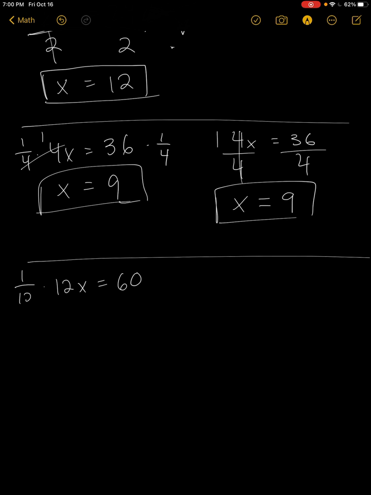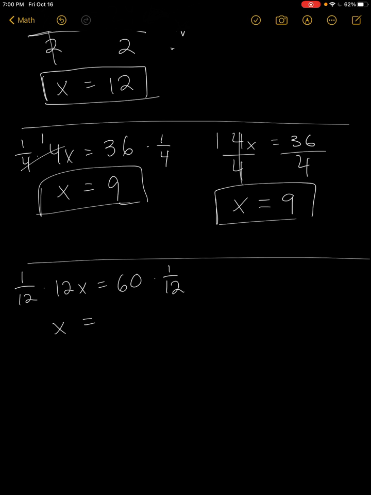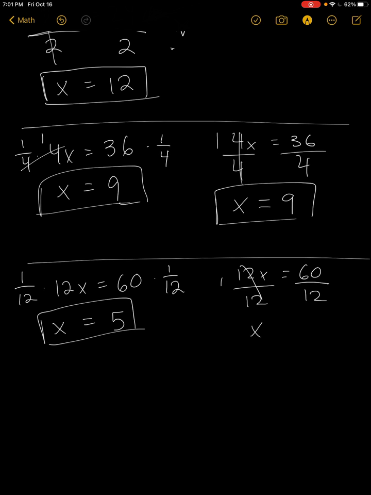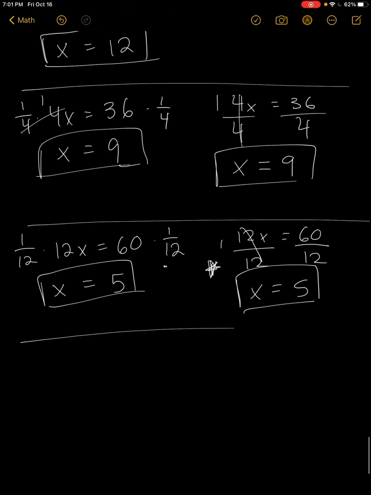Okay, so the reciprocal way could be like this. 1/12 times 12 is 1. 60 times 1/12 is 5. Or we can do it this way, where we just divide both sides by 12. Get 1. I prefer this way. It's just how my brain works. Maybe you like this way. Yeah, but lots of different ways to do it.